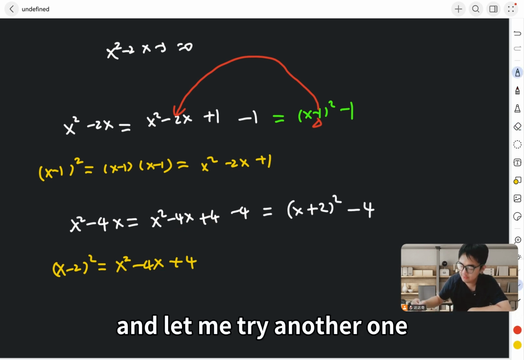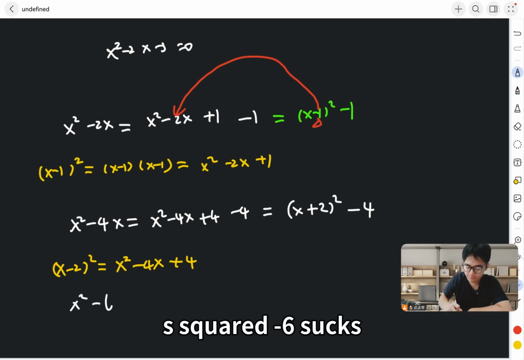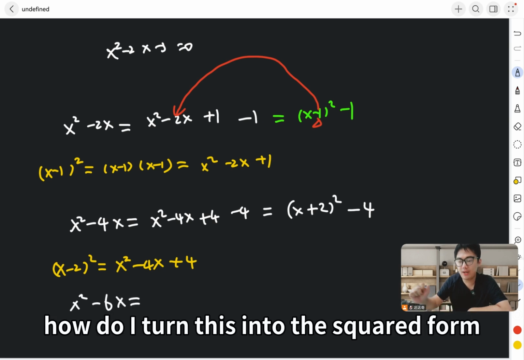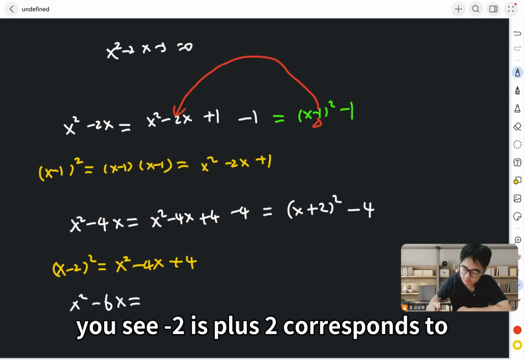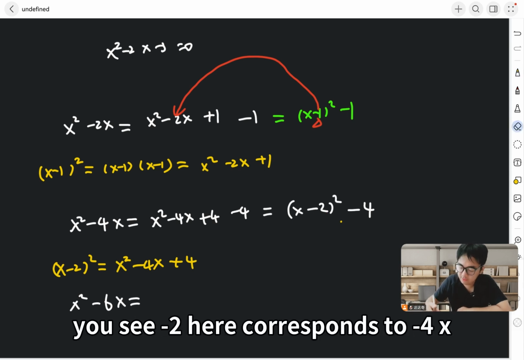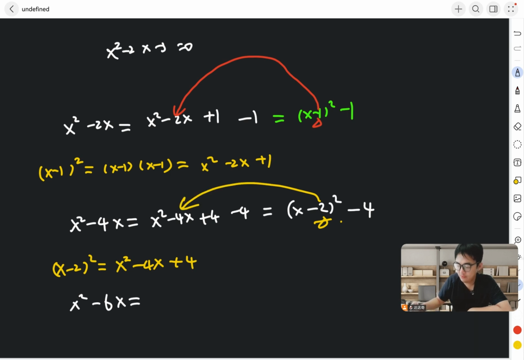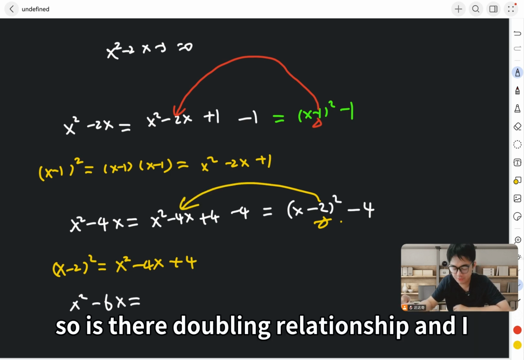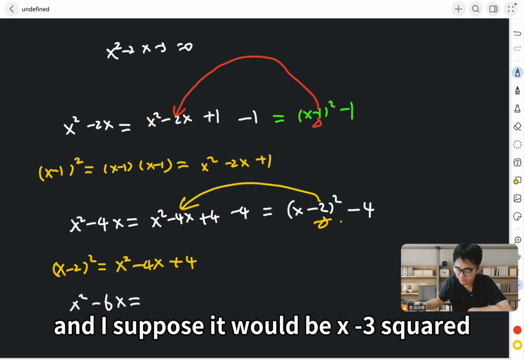And let me try another one. x squared minus 6x. How do I turn this into the squared form? Still, you see, minus 2 here corresponds to minus 4x. So it's a doubling relationship. And I suppose it will be (x minus 3) squared.